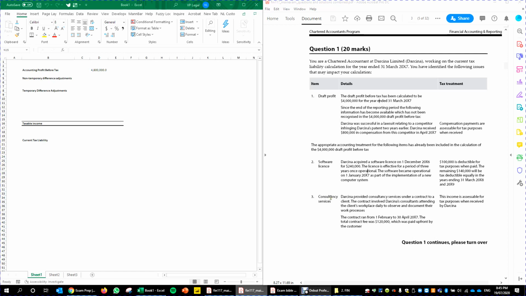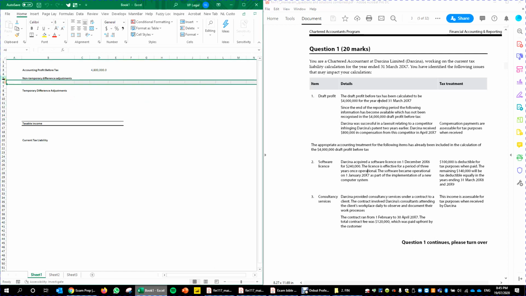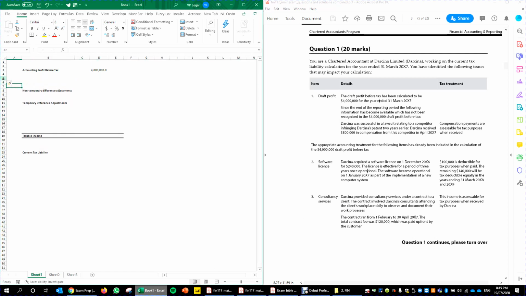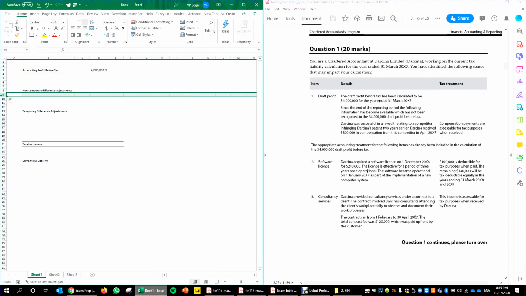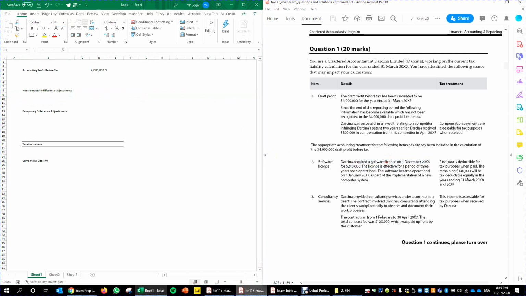Okay, so the first one, software license. We need to figure out if we need to make an adjustment to our profit to fit into one of these categories. In this case, they've acquired a software license for $240,000. The license is effective for 3 years. So for tax treatment, $100,000 of that purchase price is deductible for tax. The remaining $140,000 will be tax deductible equally in years 2 and 3.